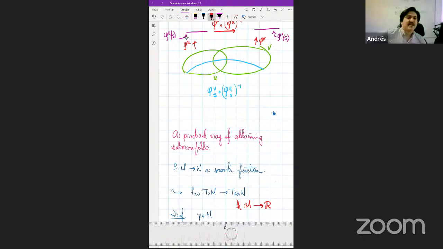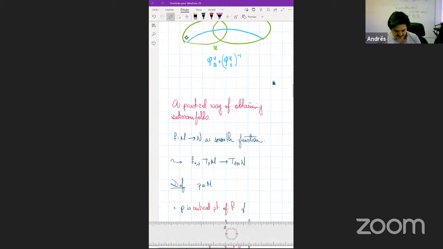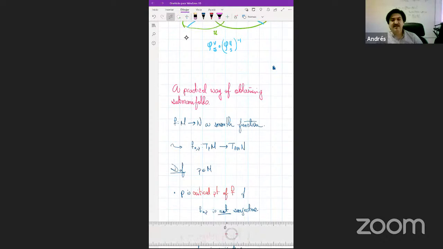But in fact, a critical point makes sense for general smooth functions, not only real value functions. And it is better to describe them in terms of the differential than in local coordinates. So it's a critical point if this linear map is not surjective. And that's precisely what Moises told us.